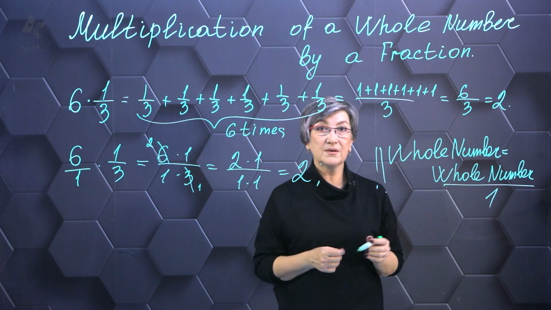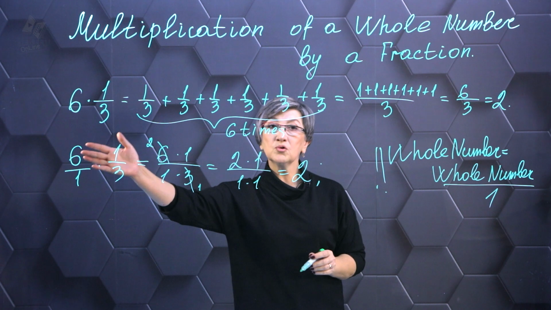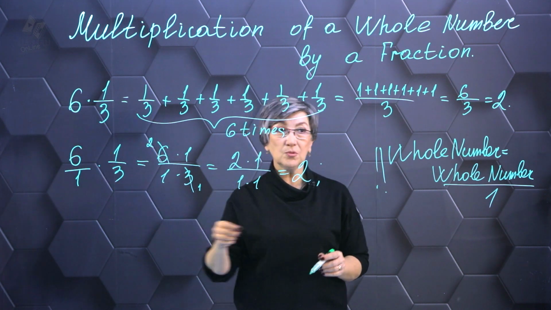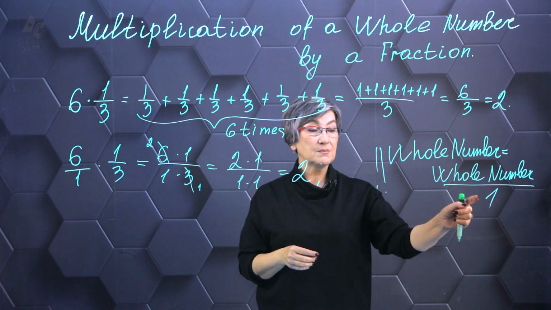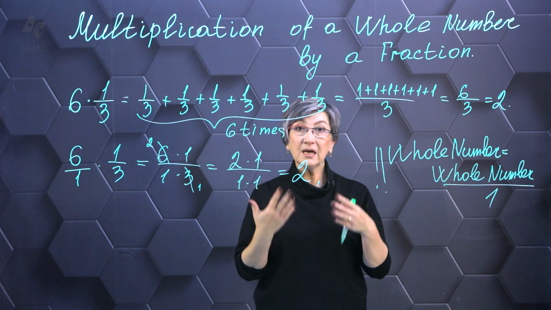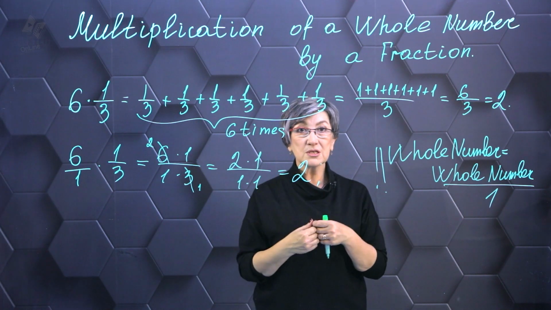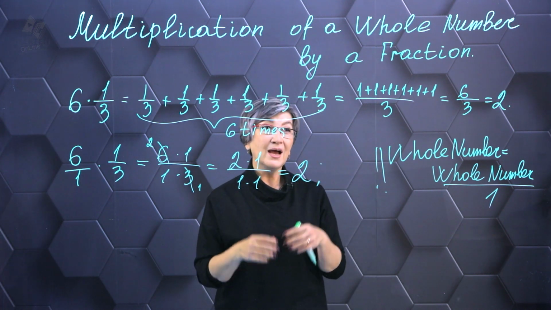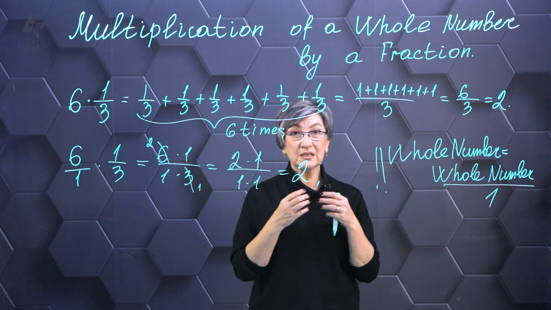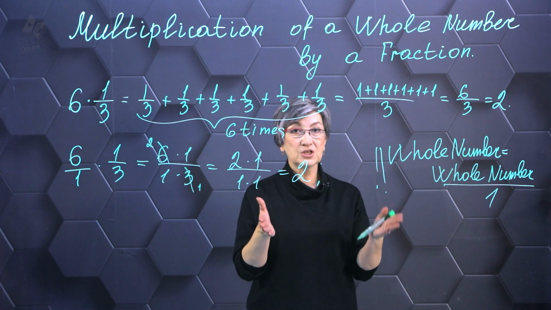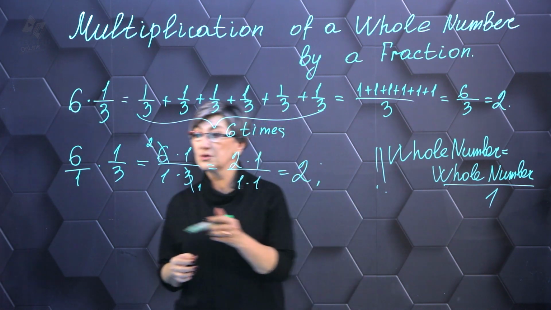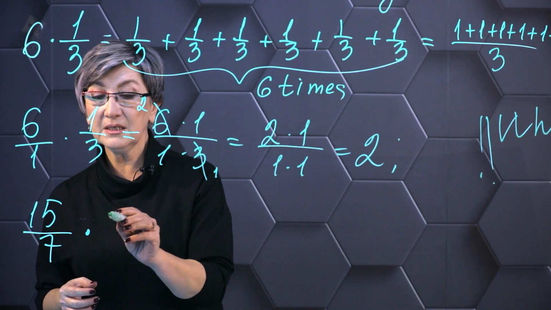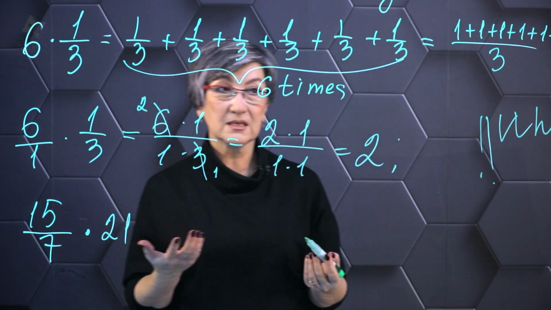That is, in order to multiply a whole number by a fractional number, we need to represent the whole number as a fraction with denominator 1, and then we will return to what we already know. So we multiply the numerator by the numerator and the denominator by the denominator. The same situation happens when you multiply a fractional number by a whole number. So let's say 15 sevenths we need to multiply by 21.